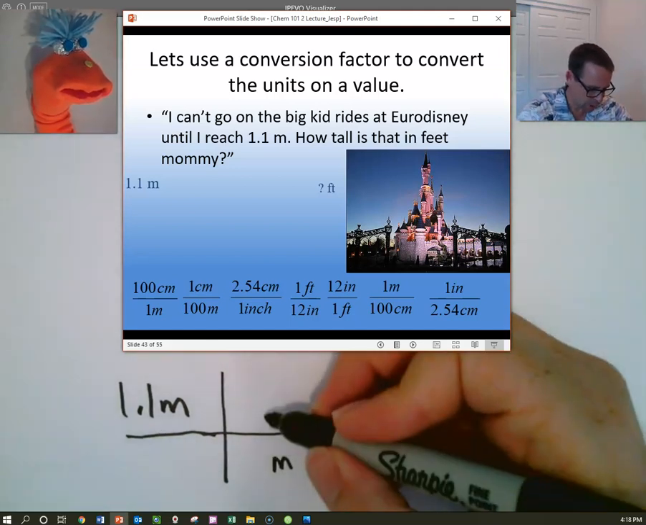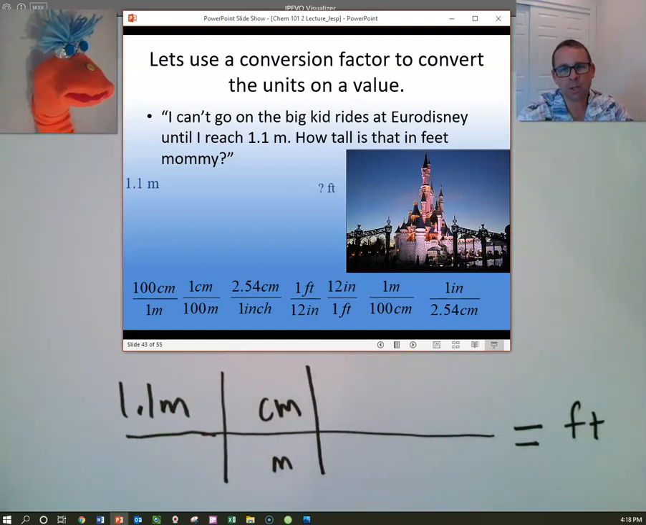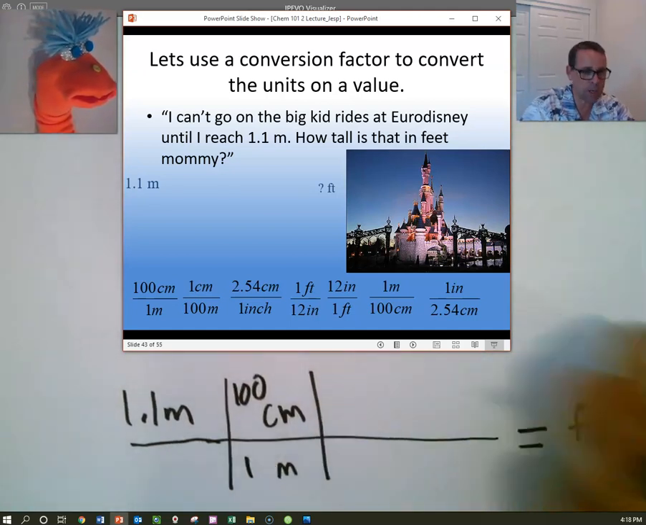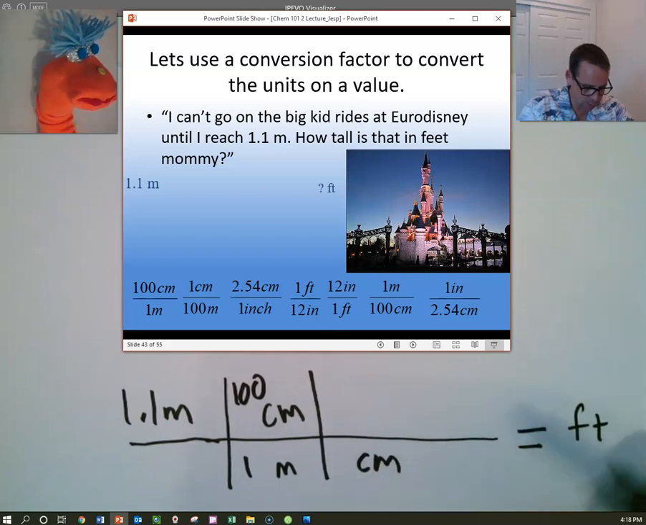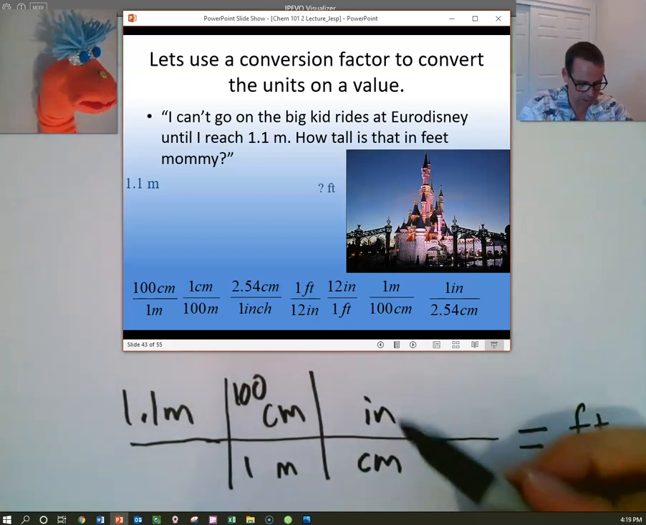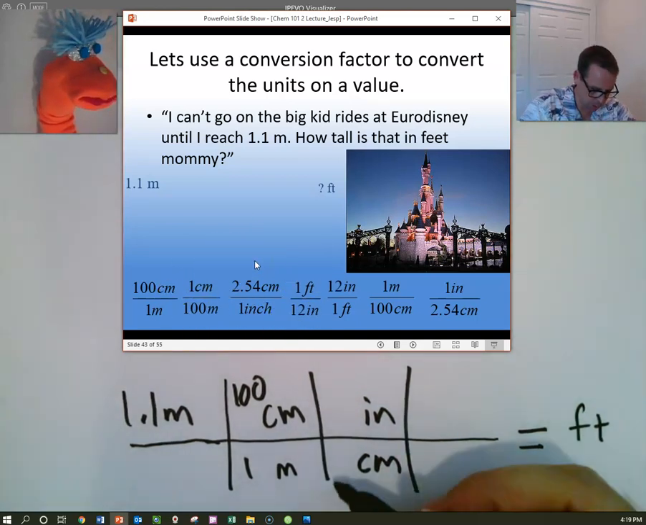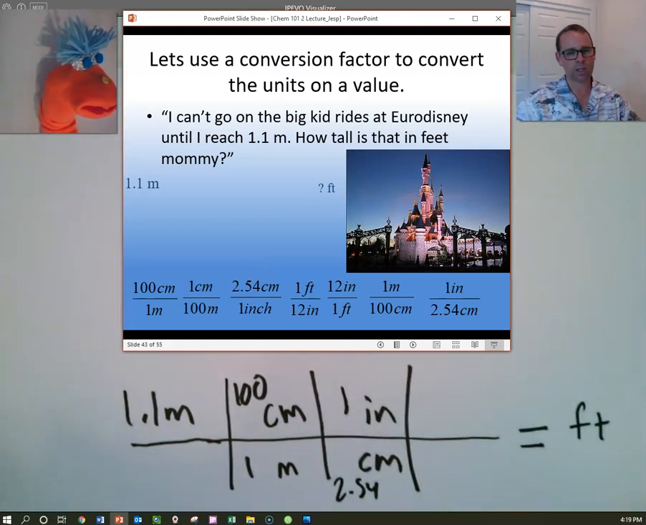So I'm going to go from meters to centimeters because I know how to do that. How many centimeters are in a meter? 100. 100 centimeters per meter. That's right. So 100 here and 1 meter there. Very good. Now I'm going to convert my units from centimeters to inches because I see that that is one of the conversion factors down here. 2.54 centimeters per inch. 2.54 centimeters for every 1 inch.